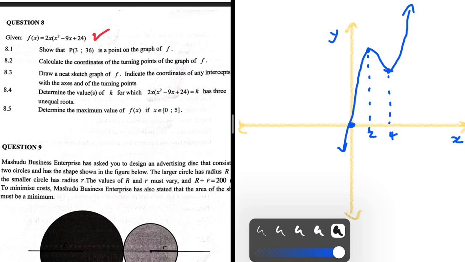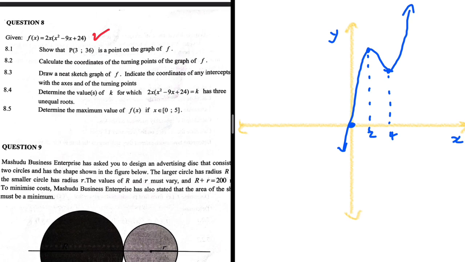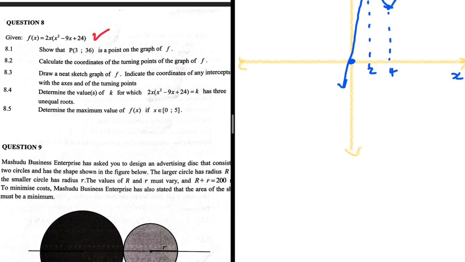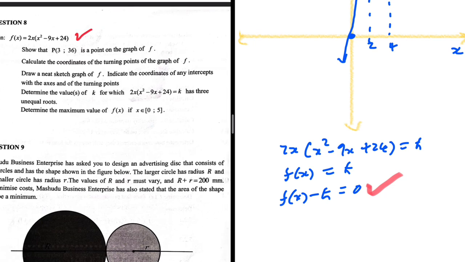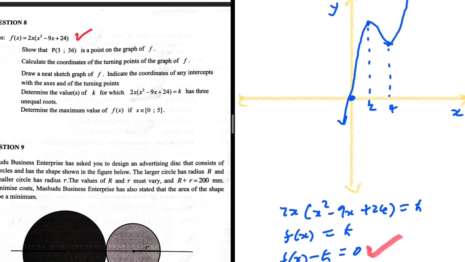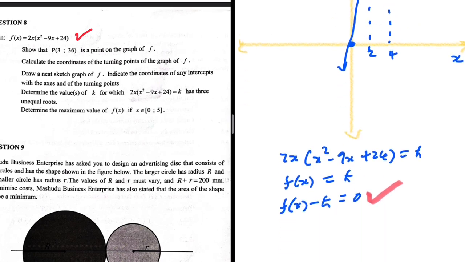8.4. Determine the values of k for which the function being equal to k has 3 unequal roots. Okay, I see what is happening here. We have 2x³ minus 9x² plus 24x being equal to k. But we know that this is f of x. So f of x is equal to k. f of x minus k is equal to 0. So we need the values of k for which that will have 3 unequal roots. So k is shifting the graph some units down, right?